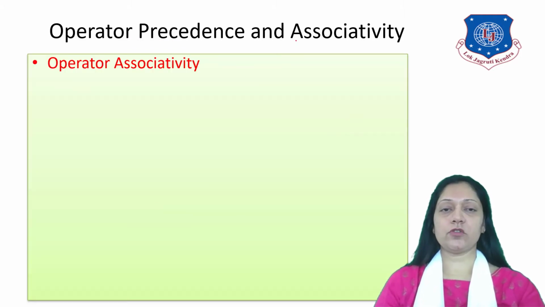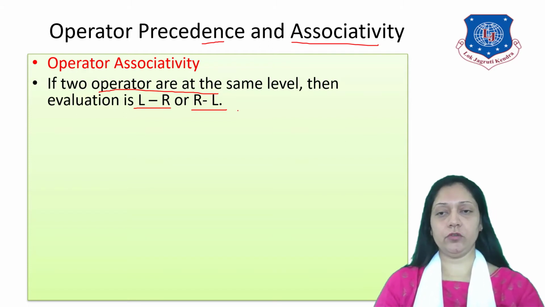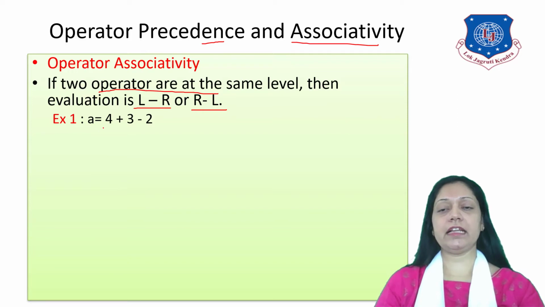Next is, what is associativity? So precedence was priority. Now what is associativity? Associativity means if two operators are at the same level, then the associativity rule will come into the picture. Associativity can be left to right or it can be right to left. So if the operators have the same priority, then according to the rule, you evaluate the operation either from left to right or from right to left. Let's see this with an example.